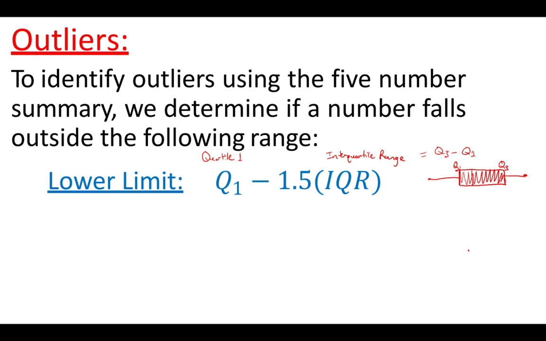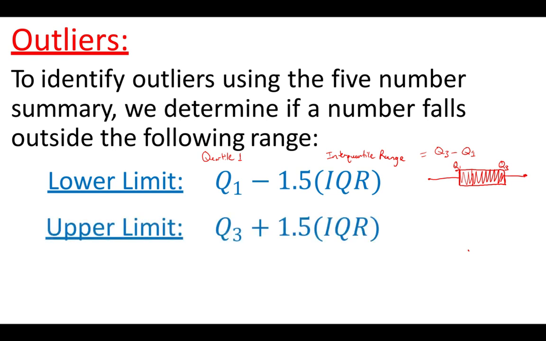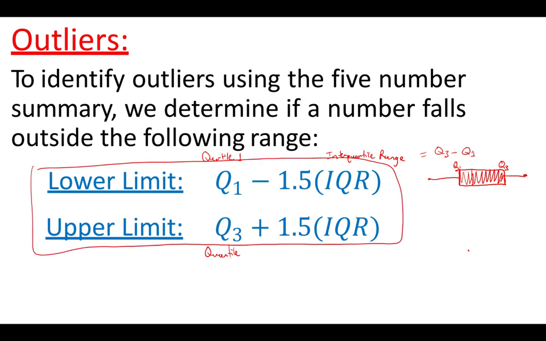And then to find the upper limit, we're going to do Q3 plus 1.5 times the IQR. Q3 obviously stands for quartile 3. So quartile 3 plus 1.5 times the IQR. This is similar to the Chebyshev theorem in that we're doing a value minus a multiple of some number and a value plus a multiple of some number. You don't necessarily have to memorize these formulas because, like everything in this current format, you can always look at your stuff. But definitely write this down and have it handy when you're doing the assignment.